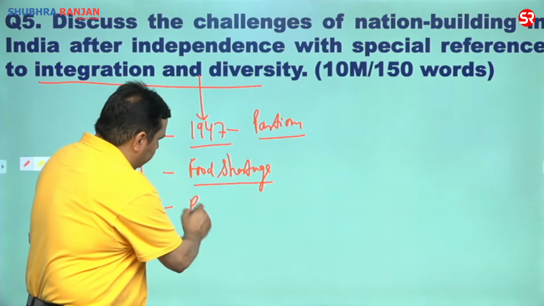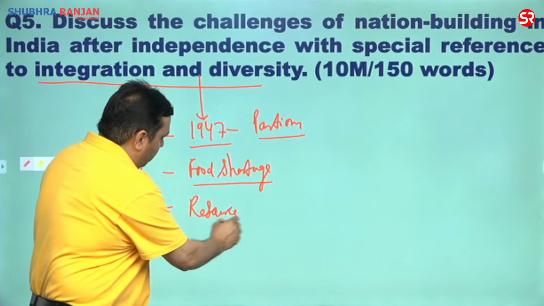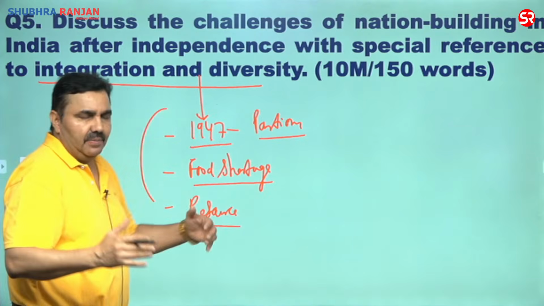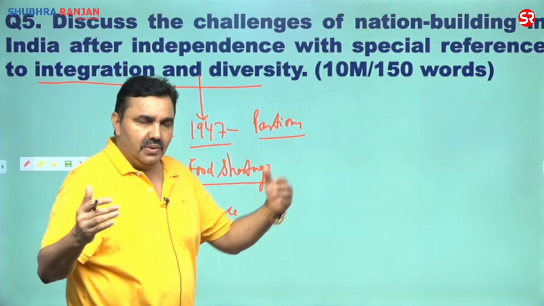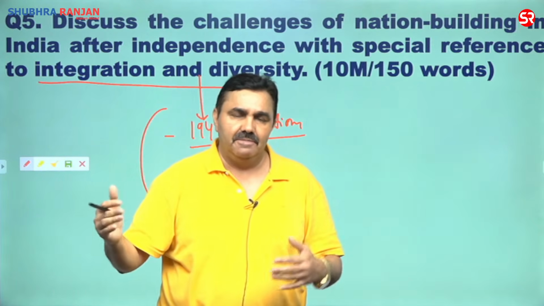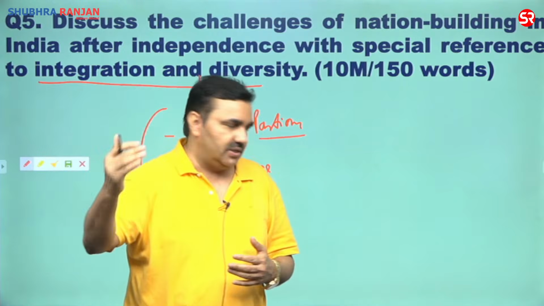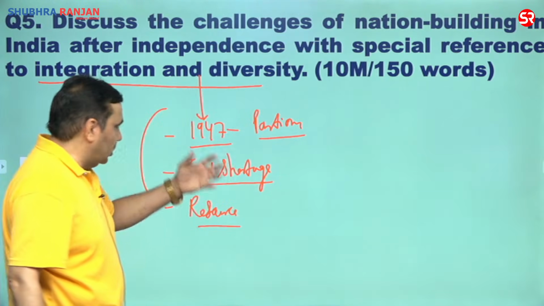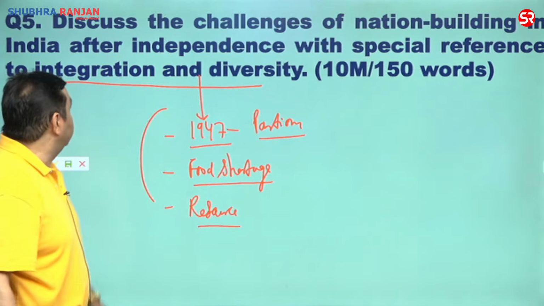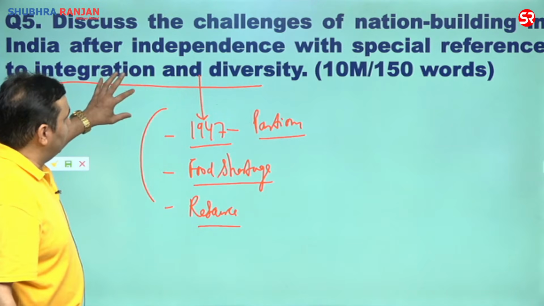Resource scarcity. Resources were very, very limited. We had to get the help of the Soviet Union, USSR, Britain and West Germany in establishing multi-purpose projects and steel factories like Rourkela, Durgapur, Bhilai, and Bokaro. So all these challenges you have to understand.